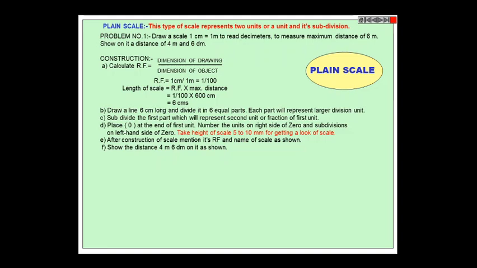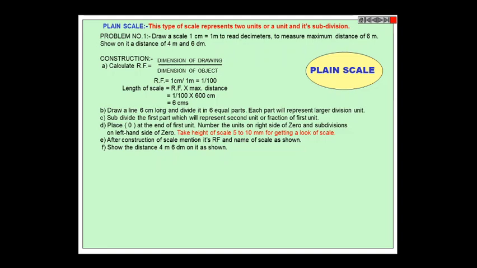Problem number one is: draw a scale of 1 centimeter equal to 1 meter to read decimeters, to measure a maximum distance of 6 meters. Show on it a distance of 4 meters and 6 decimeters. The first step to solve this problem is to calculate the RF. The RF formula is dimension of drawing divided by dimension of object. Here the dimension of the drawing is 1 centimeter divided by the dimension of the object, 1 meter, which is equal to 1 by 100.